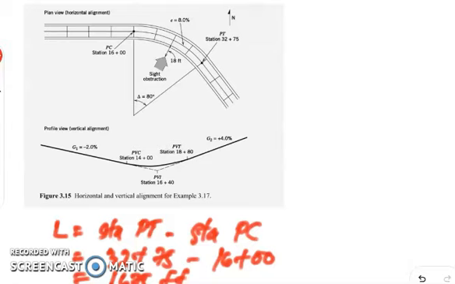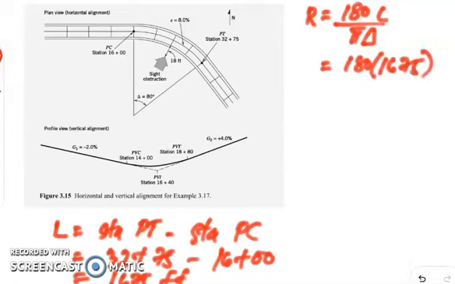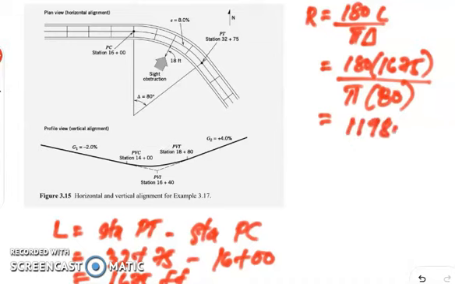This is equivalent to 1,675 feet. Now, from the equation R is equal to 180 L all over pi times delta, we have 180 multiplied by 1,675, divided by pi times our delta, which is 80. This gives us a value of 1,198.65 feet. So we now have our R.